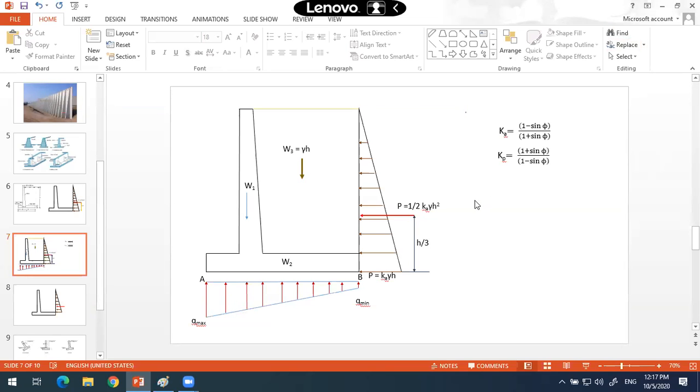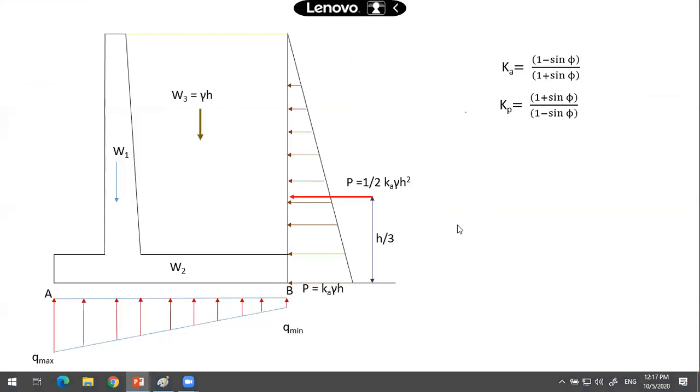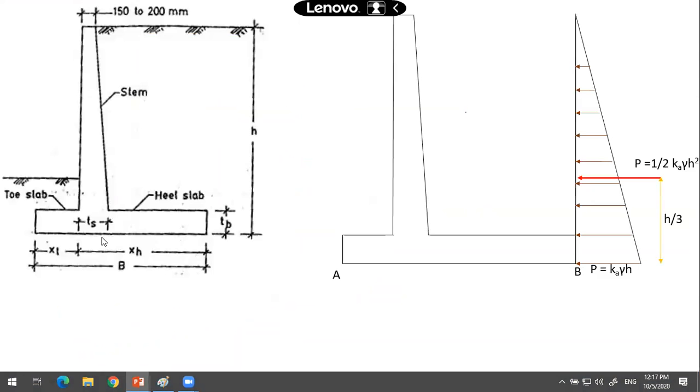So these are the forces to which our retaining wall will be subjected. When a road is being constructed, we have the depth of foundation here, so there will be some filling on the front side of this retaining wall also. There will be some earth pressure coming from the front side also. This will also provide some earth pressure on the front side of the retaining wall.